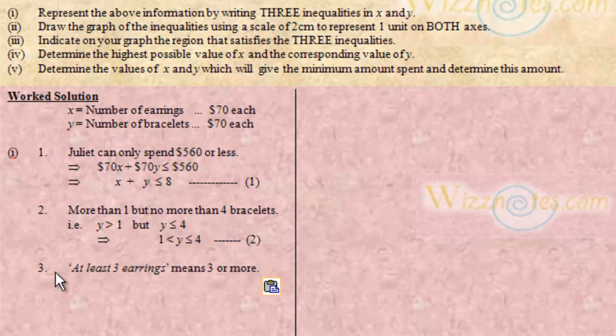So what we're saying, the third condition is that she wants at least 3 earrings, and that means she wants 3 or more earrings. So the number of earrings, which is x, has to be greater than or equal to 3. Right? Has to be greater than or equal to 3, and hence this is our third inequality. The number of earrings, which is x, has to be greater than or equal to 3. So those are our 3 inequalities: 1, 2, 3, and that's the answer for part 1.